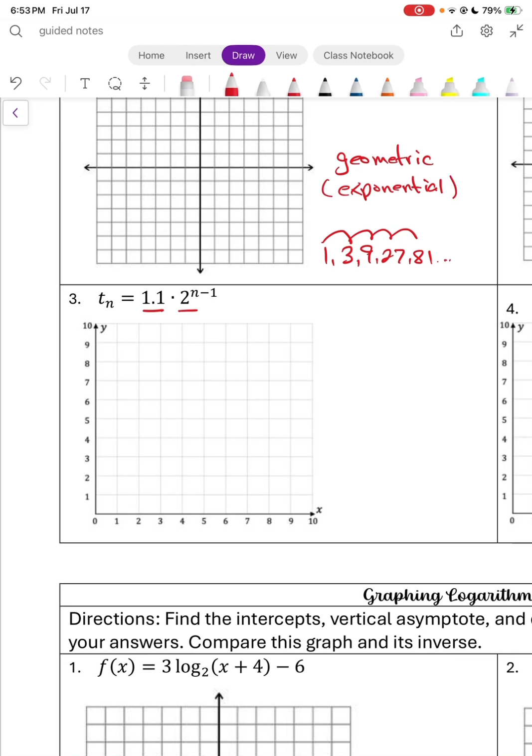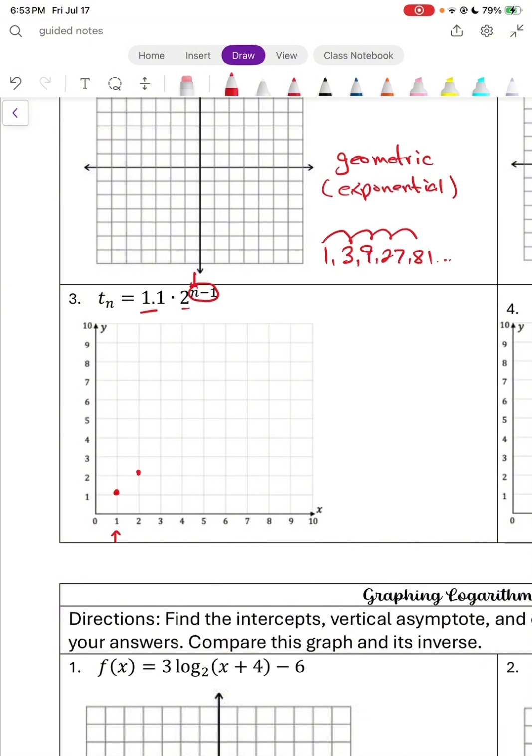So what I'm going to do is plug a 1 in to find my first value. 1 minus 1 is 0. Anything to the 0 power is 1. So my first term is 1.1. For my next term, I'm going to plug in 2, and you'll start seeing what's happening. 2 minus 1 is 1. 2 to the first power is 2. So therefore, we're doing 1.1 times 2, which is 2.2.